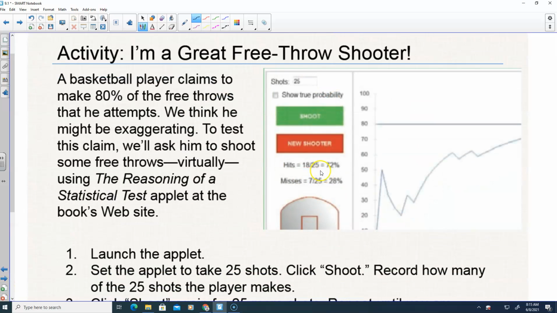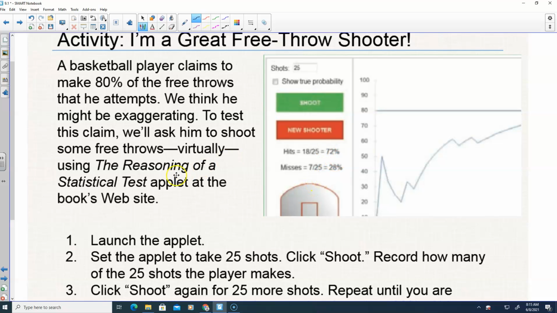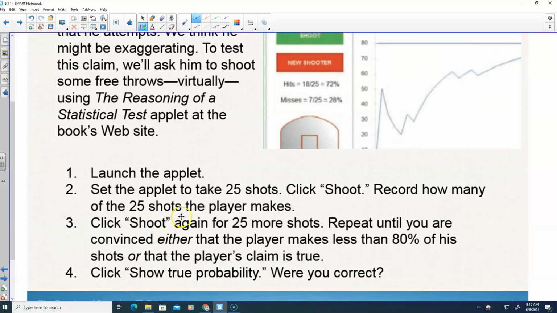Okay, so this graph did not turn out well, but what we're looking at here is somebody who claims they're an 80% free throw shooter, but we think that he's exaggerating. So to test this, we're going to ask him to shoot free throws. This is an applet, so it's just a simulation of his shooting free throws. What we would expect is certainly for it to bounce around a bit, but then even out towards 80 as we go further along in his attempts. If he takes 25 shots, record how many of the 25 he makes, do 25 again, repeat until you are either convinced that he makes less than 80% or that his claim is true.